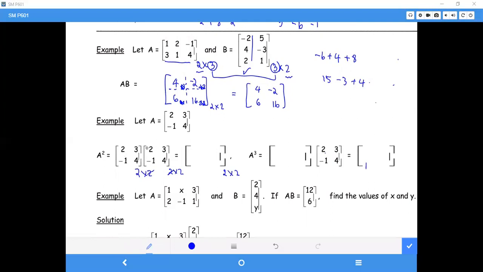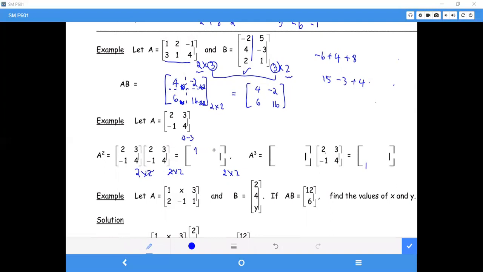So 2 times 2 is 4, and 3 times -1 is -3. Oh no, let's do it again. 2 times 2 is 4. 3 times -1 is -3. So 4 minus 3 is 1.